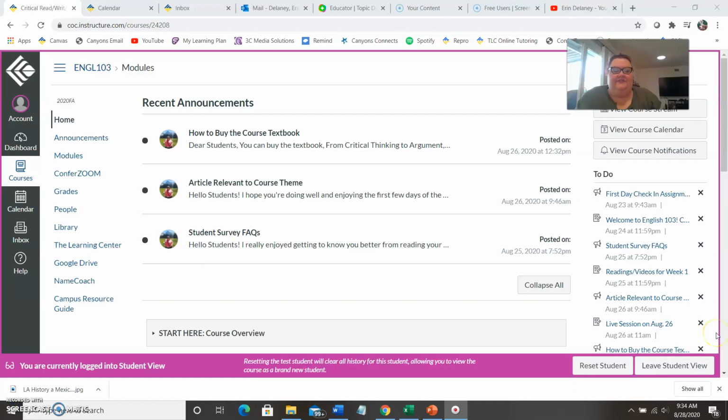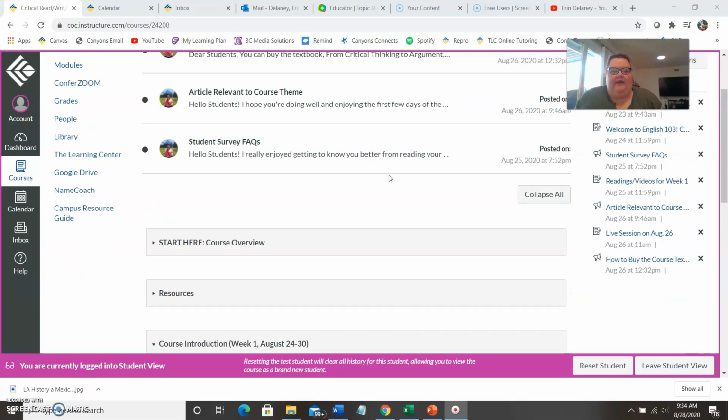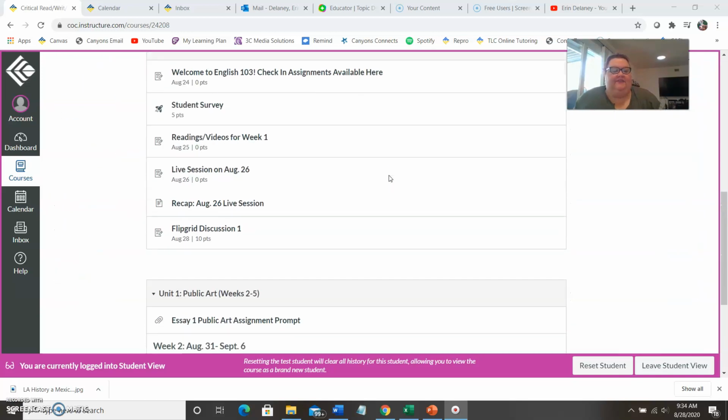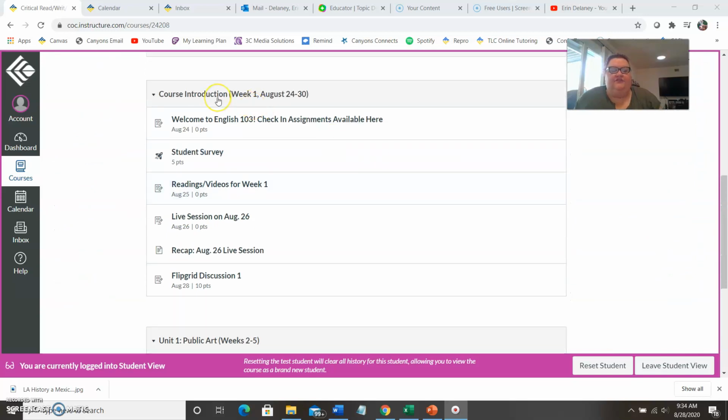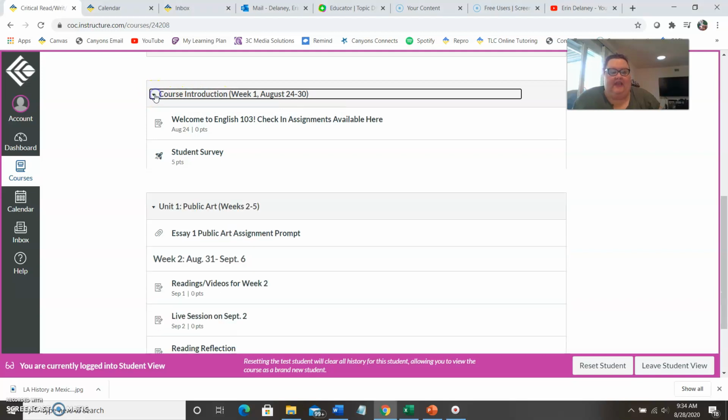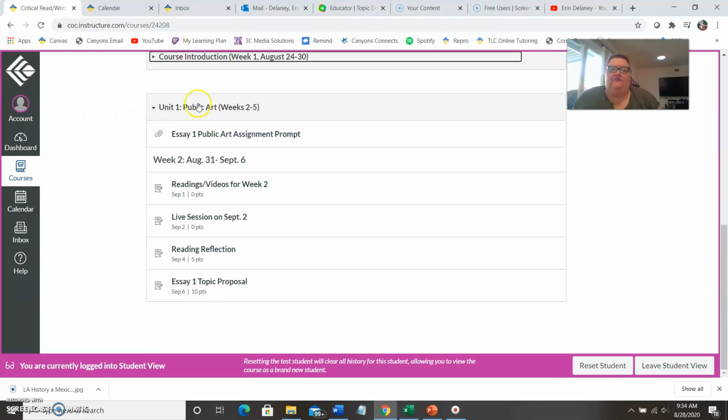So this is our Canvas page. You should, I hope, feel comfortable with it so far. As we move into week 2, we'll be doing a different module. So this was our first module for week 1, the course introduction, and it only covered the 1 week. Unit 1 is going to cover weeks 2 through 5. And so as the semester goes by, you'll see the additional weeks getting added to this same module.